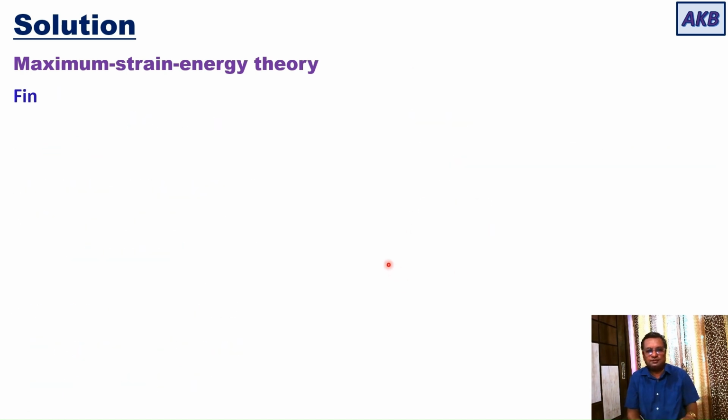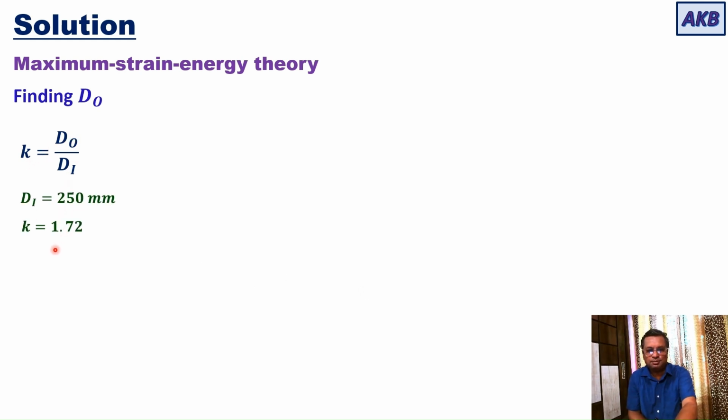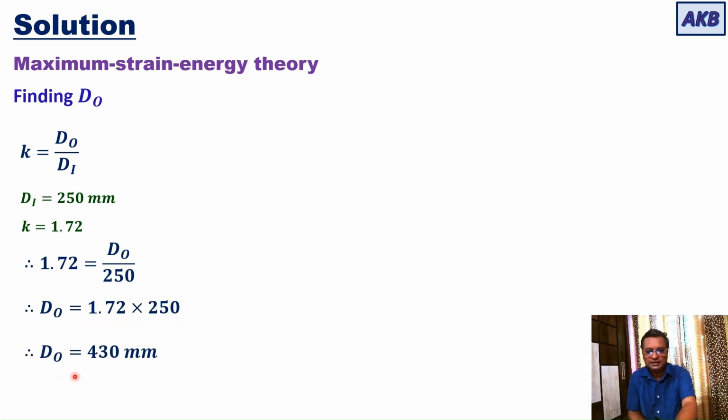Okay. So after getting k, now let us get du. For that, we are going to use the equation for k. K is equal to du upon di. Di is 250 mm. K we just found is 1.72. So that gives us 1.72 is equal to du upon 250. Du is equal to 1.72 into 250. That is, du comes out to be 430 mm.